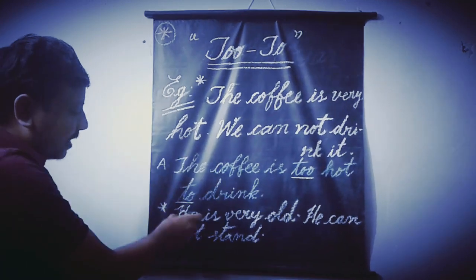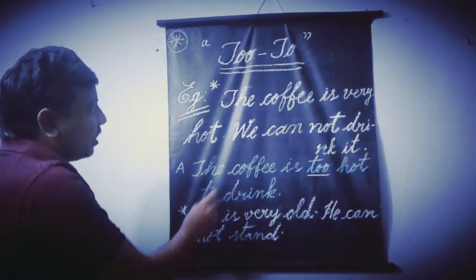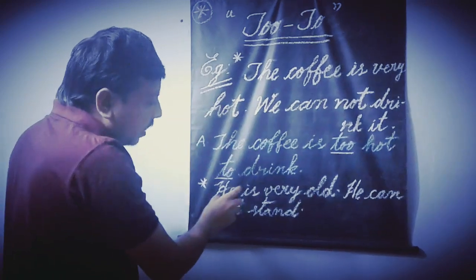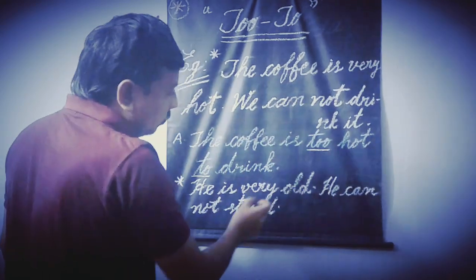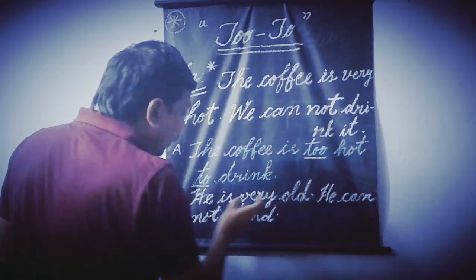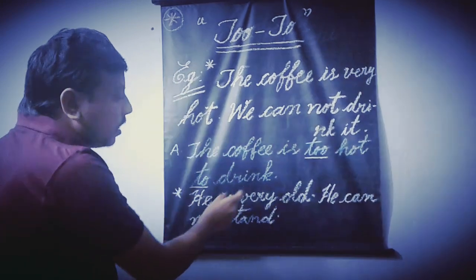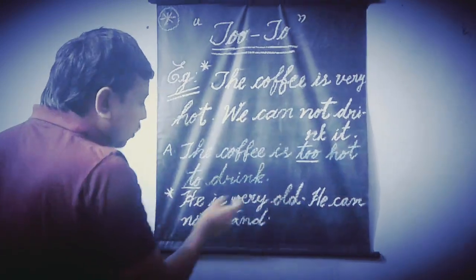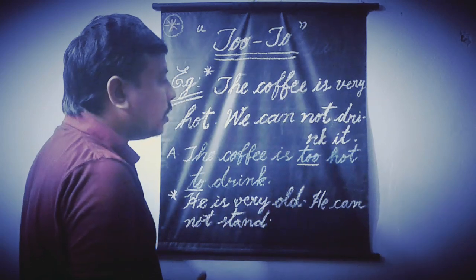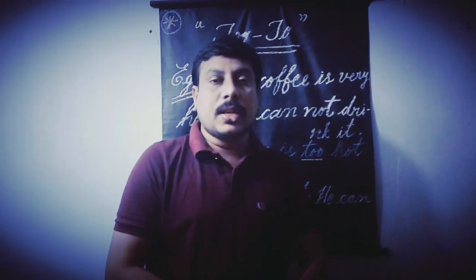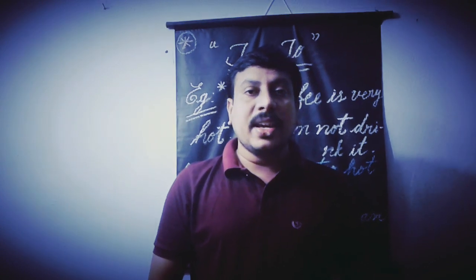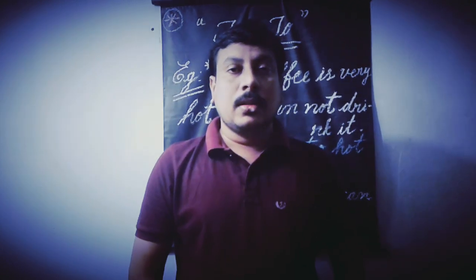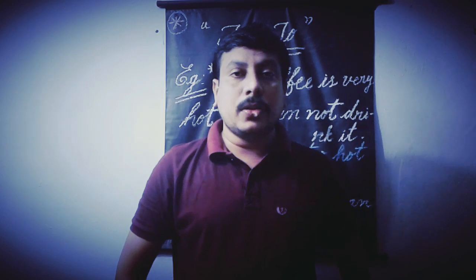In such a way, let us see one more example which is related to "too". He is very old. He cannot stand. He is too old to stand. The wall is very high. We cannot climb it. The wall is too high to climb.